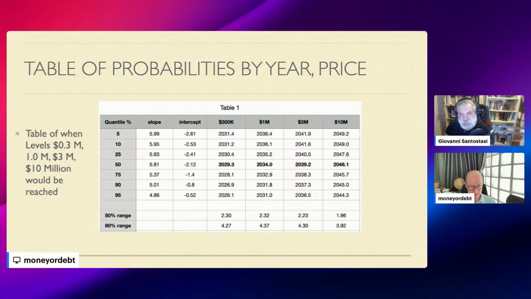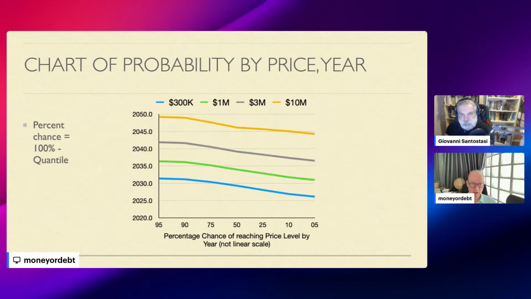Now we can take these and represent them more visually. And that's what I've done on this chart. Here, what we do is we chart the probability of reaching a certain price by a certain year. In order to do that, we take 100% minus the quantile level, because it's easy to exceed the 5% quantile, but it's hard to exceed the 95%, right? Your chance of doing that is only 5%. So we have the year on the y-axis increasing, and on the x-axis, we have the percentage chance of reaching a level, but the numbers run backwards.